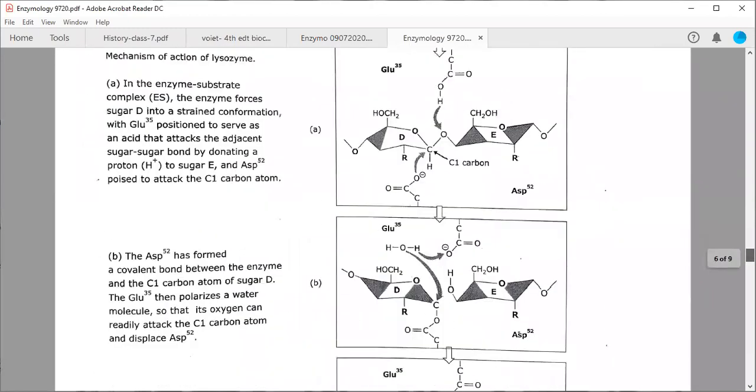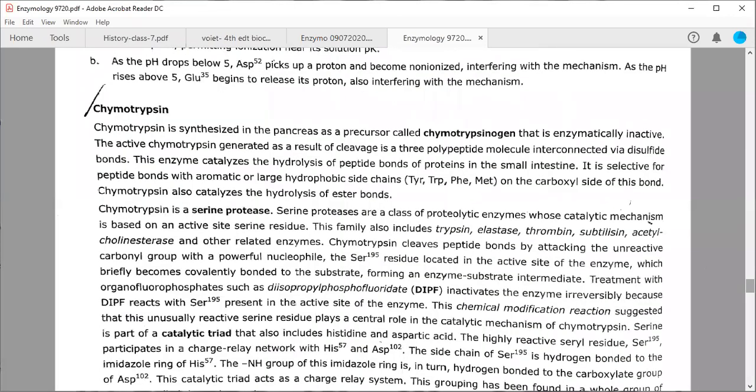Also, we have discussed how this chymotrypsin is going to catalyze a reaction. So this chymotrypsin has some mechanism. These are called serine proteases, and the serine proteases are a category or family of enzymes, including chymotrypsin. There are others also: trypsin, elastase, thrombin, subtilisin, acetylcholinesterase, and other related enzymes also come in this class, but these are very famous. So you need to remember these are all serine proteases.